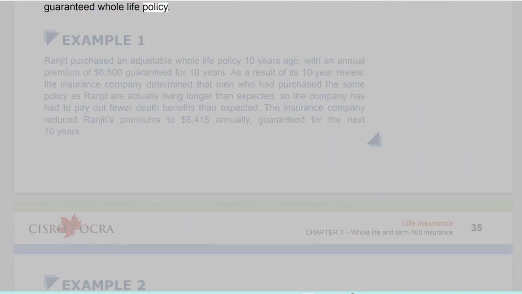Example 1. Ranjit purchased an adjustable whole life policy 10 years ago, with an annual premium of $6,500 guaranteed for 10 years. As a result of its 10-year review, the insurance company determined that men who had purchased the same policy as Ranjit are actually living longer than expected, so the company has had to pay out fewer death benefits than expected. The insurance company reduced Ranjit's premiums to $6,415 annually, guaranteed for the next 10 years.